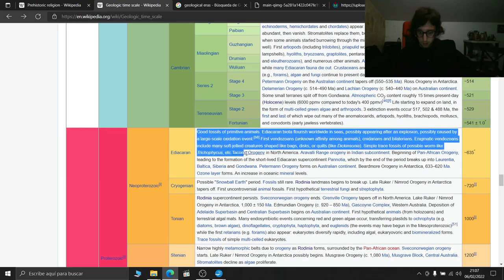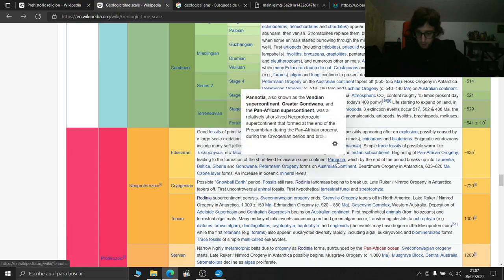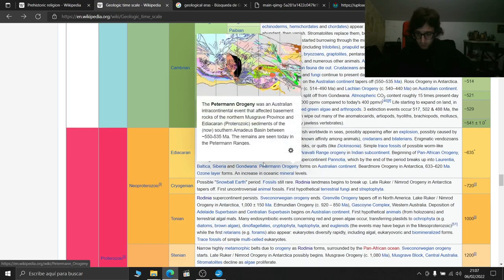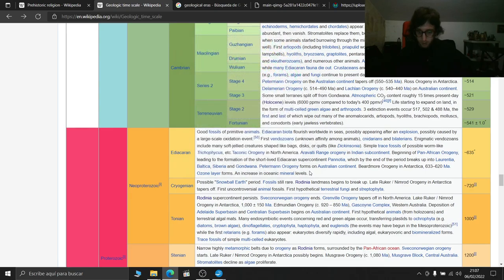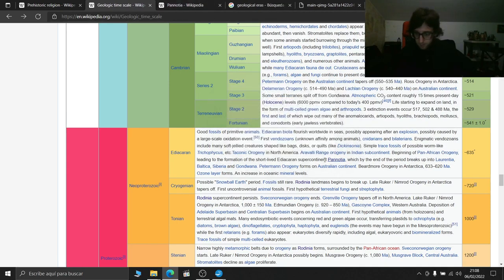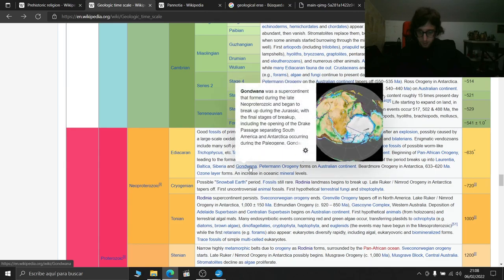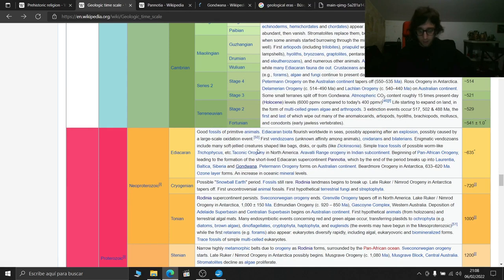So let's pay some attention to this part. Pannotia here: the beginning of the Pan-African orogeny, leading to the formation of the short-lived Ediacaran supercontinent Pannotia, which by the end of the period breaks off into Laurentia, Baltica, Siberia, and Gondwana. More supercontinents. Let's check this one also.